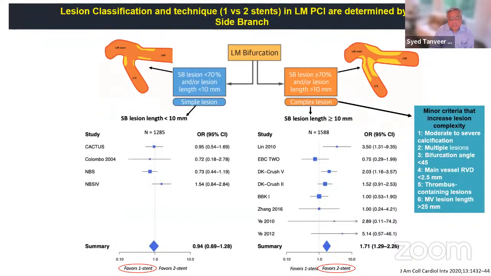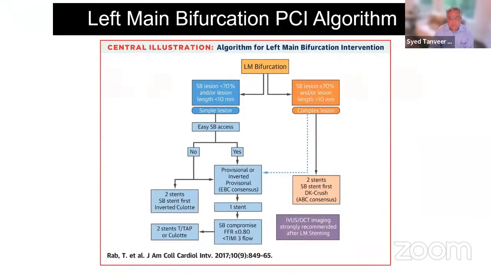So why is the 10 millimeter length important? Multiple studies have shown that a side branch lesion length of more than or equal to 10 millimeter favors a 2-stent technique. All these studies, EBC2, DK-Crush V, DK-Crush II, BBK I, and other small studies have all favored that if your side branch lesion length is greater than 10 millimeter, favor the 2-stent strategy. Next, please.